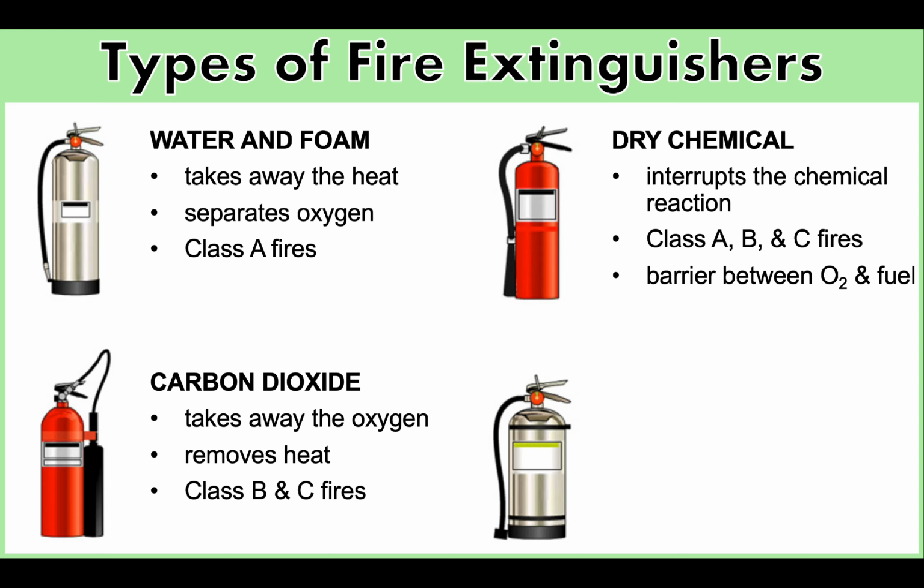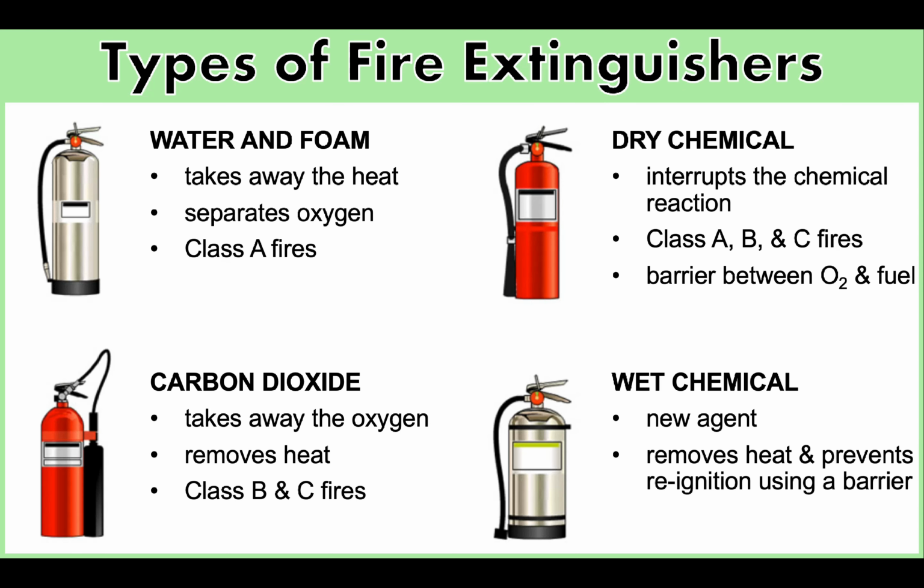Now, you have to remember that it is important to use the correct extinguisher for the type of fuel. Using the incorrect agent can allow the fire to reignite after apparently being extinguished successfully. Following the dry chemical, of course, we have the wet chemical. Wet chemical is a new agent that extinguishes the fire by removing the heat of the fire triangle and prevents reignition by creating a barrier between the oxygen and fuel elements.